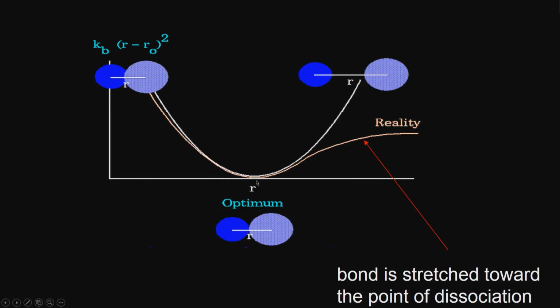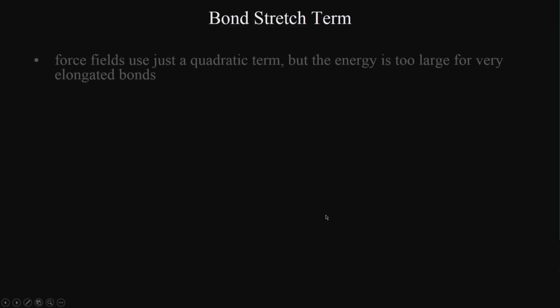So, this is the optimum distance. Okay, so, if you push them inwards, energy will increase, if you pull them out, energy will increase. Of course, you can't pull beyond a certain distance, as you know, the bond can break, the bond is stretched towards the point of dissociation. Okay. So, this is the optimum, and ideally you would like to have that sort of optimum value. Okay. Now, let us go to bond stretch.